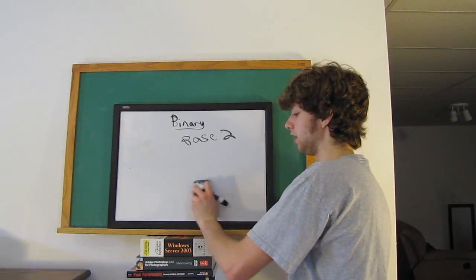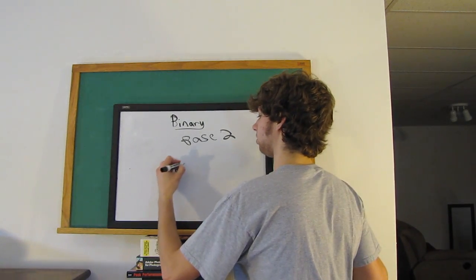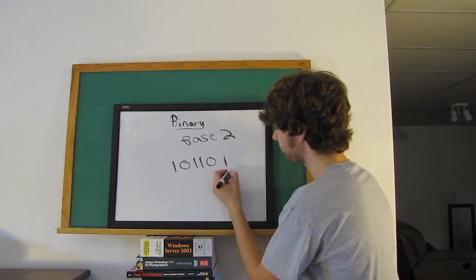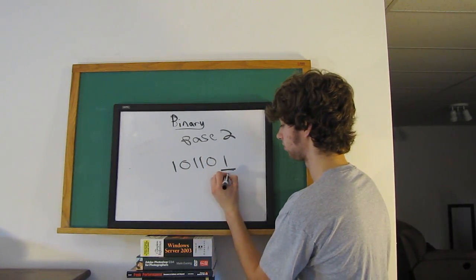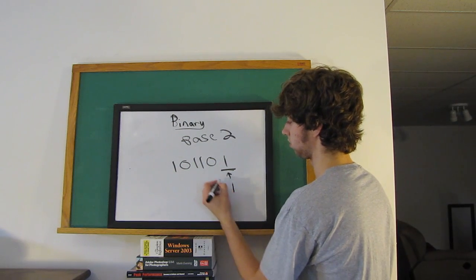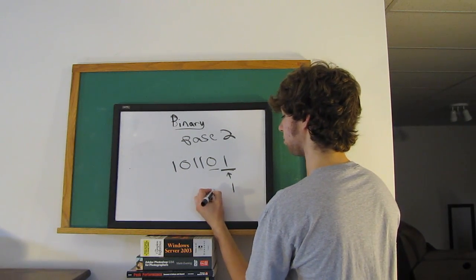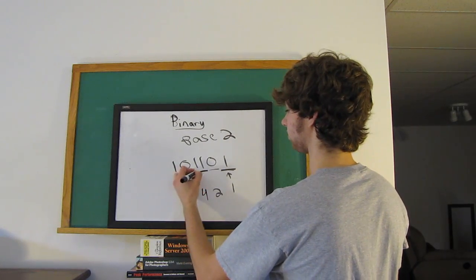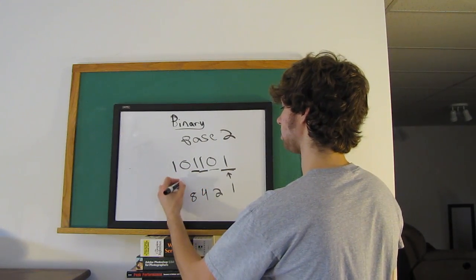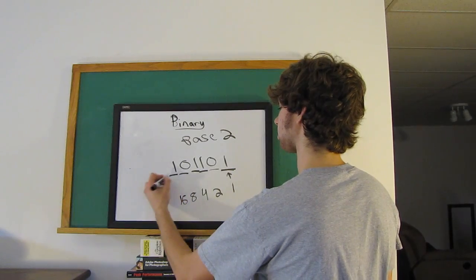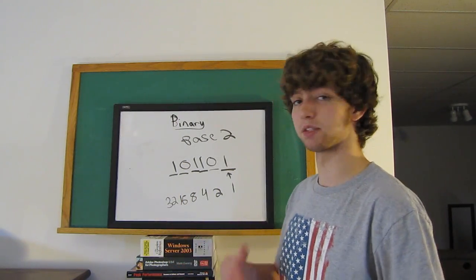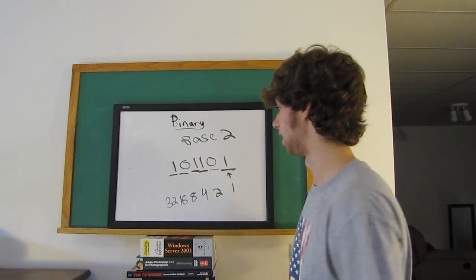So if we have a binary number, such as 101101, you could say ones place, twos place, fours place, eights place, 16th place, 32nd place. So it multiplies by 2 each time rather than 10.